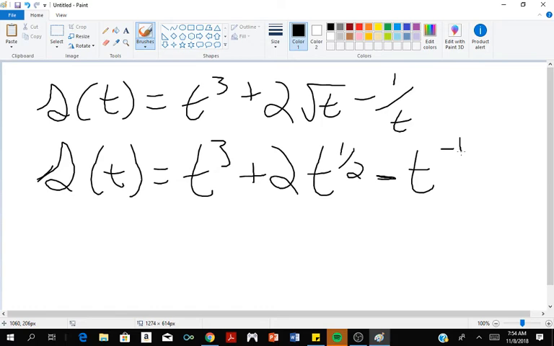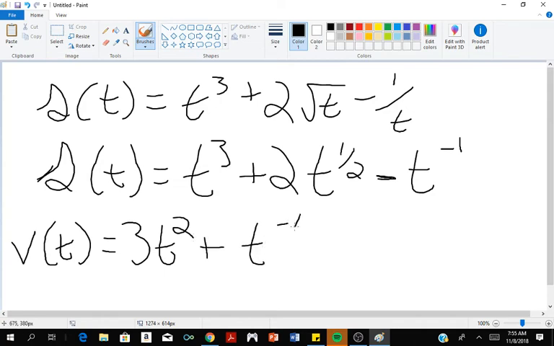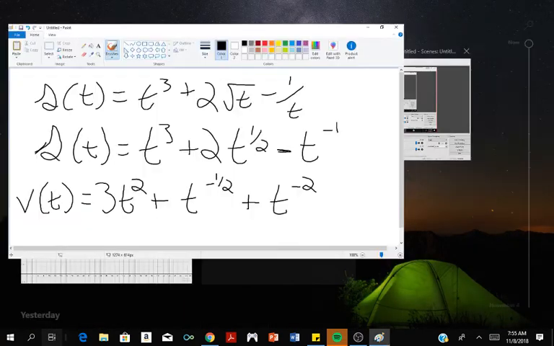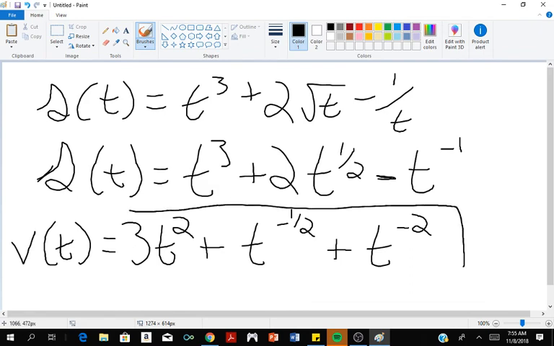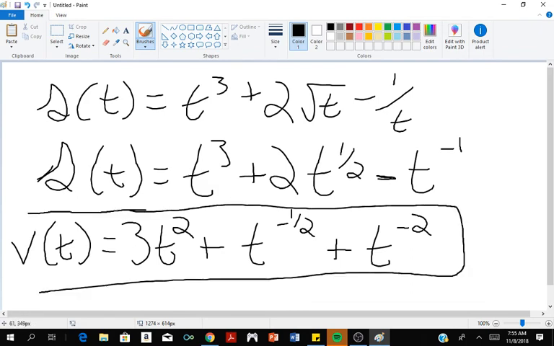Now we're going to take the derivative of it. So we could put s prime of t, because it's the derivative, but we know that velocity is the derivative of position. So instead, I'm just going to put v of t, and that's going to be 3t squared plus 2 times 1/2, which is 1, 1/2 minus 1 is t to the negative 1/2. Negative 1 times minus is going to be plus t, negative 1 minus 1 is negative 2. So there is the velocity. Oops, sorry. That is the velocity function, the derivative of position.